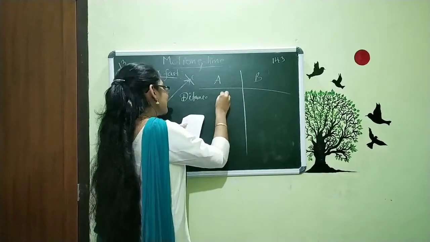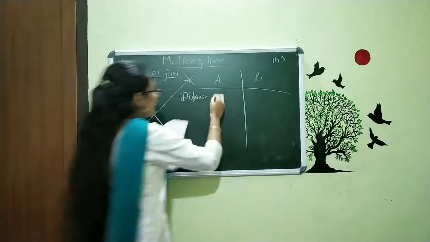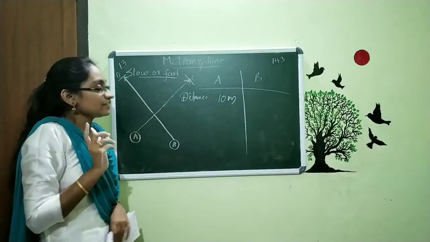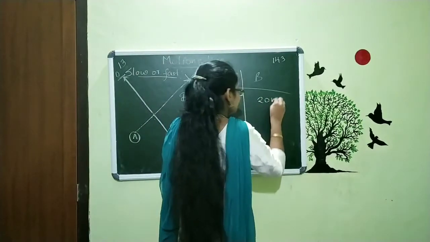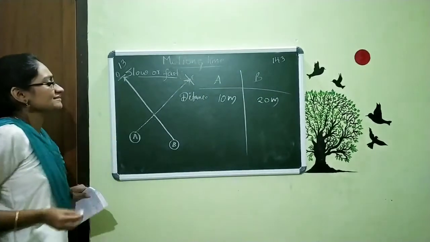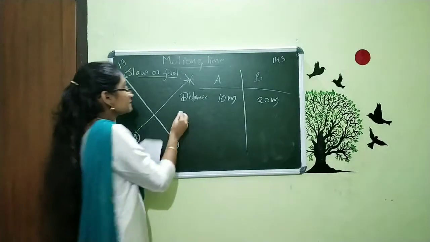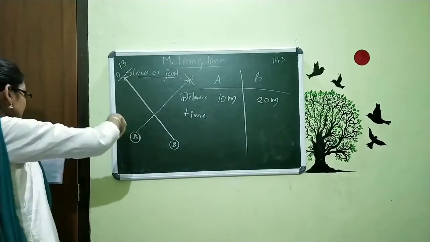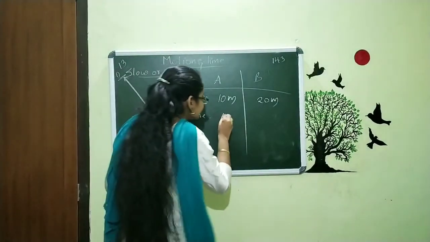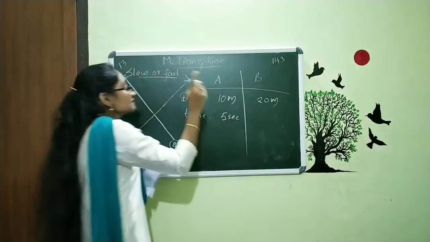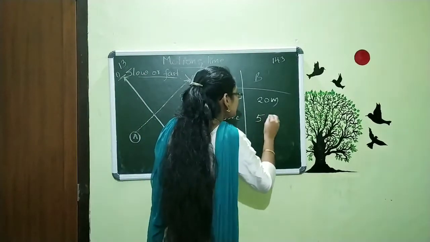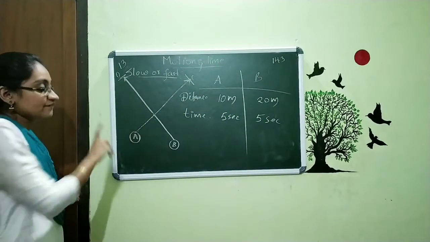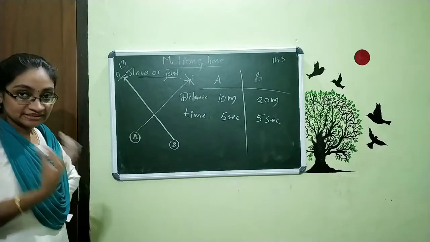So, the distance travelled by this A is about 10 meter. And for the B, I am taking it as 20 meter. Some sort of length, I am just taking that. And after, I am taking the time for both of them to travel. This A took the time of 5 seconds. And the B took the time of, say, 5 seconds. So, now in my hand I have the distance travelled by the object and the time taken by that object.